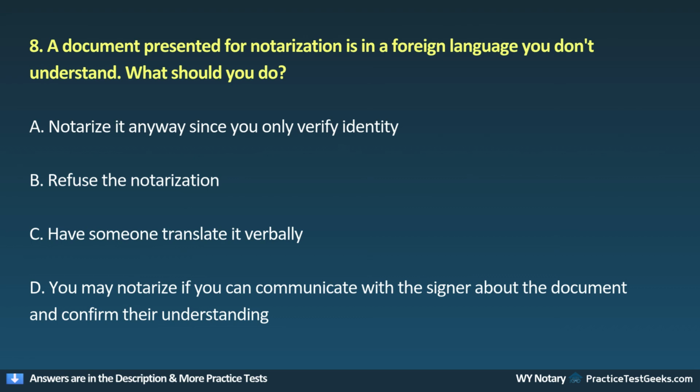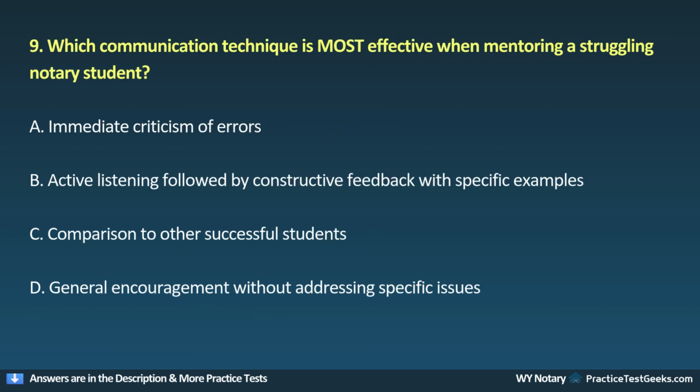8. A document presented for notarization is in a foreign language you don't understand. What should you do? A. Notarize it anyway since you only verify identity. B. Refuse the notarization. C. Have someone translate it verbally. D. You may notarize if you can communicate with the signer about the document and confirm their understanding.